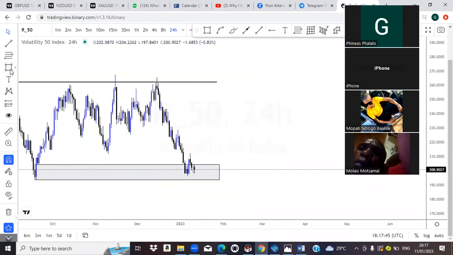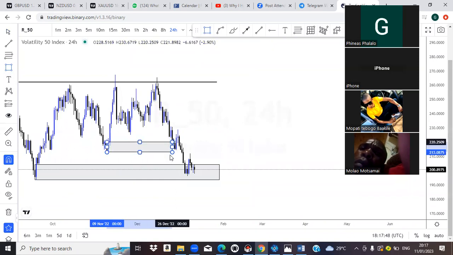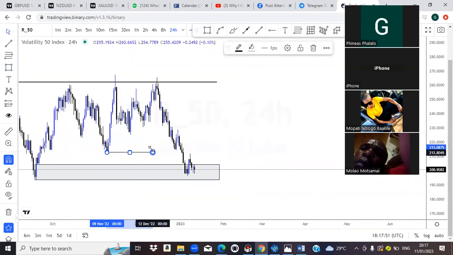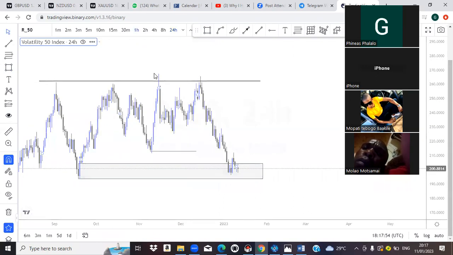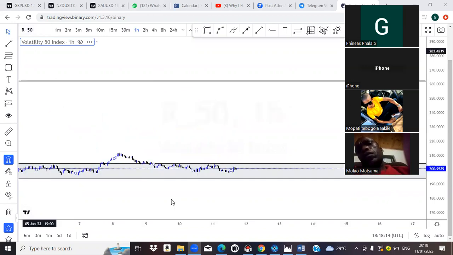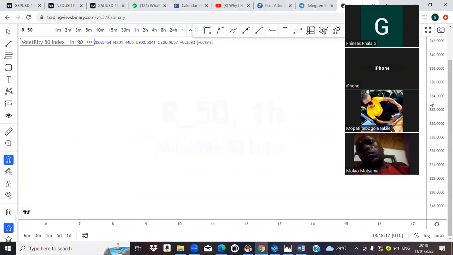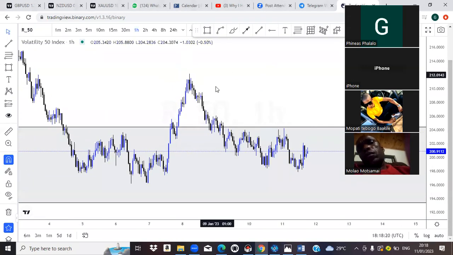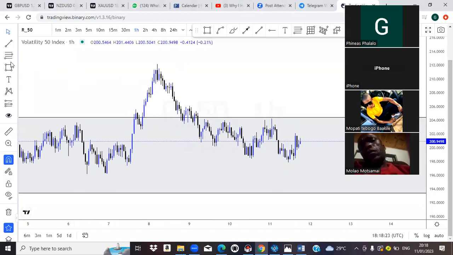Then we jump into a smaller time frame. Obviously, this one is inducement. We jump into smaller time frames so that we look for confirmation entries. That's why I go to the 1 hour time frame. Okay, so this 1 hour time frame. Remember what confirmation entry is.